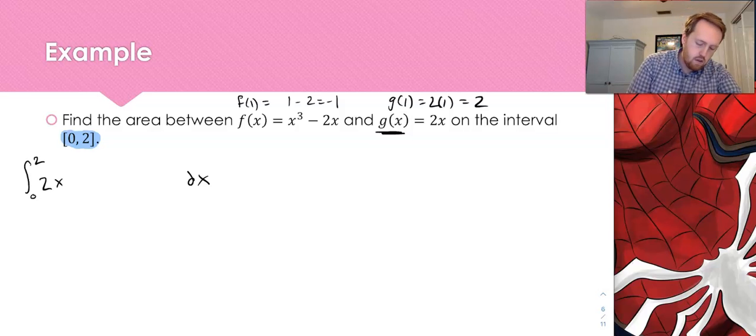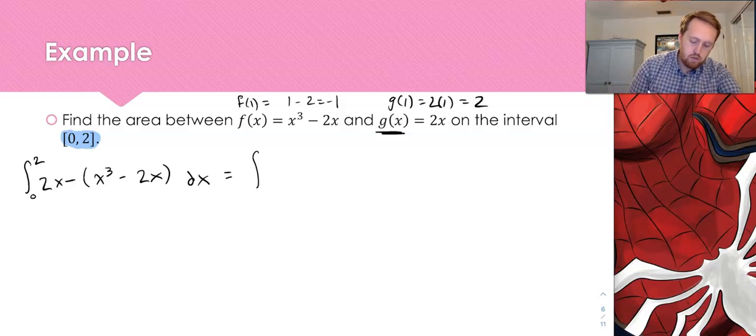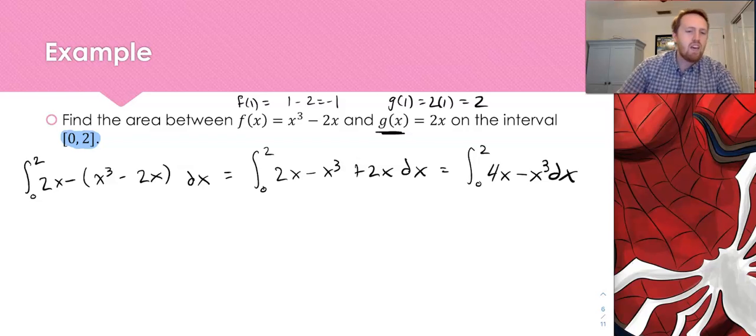So 2x minus, parenthetically, get over it, x cubed minus 2x. So I'm going to distribute the minus. And let's combine terms while we're in here. So I got 4x minus x cubed. I like simplifying my integrand. It makes life easier, right? I only have 2 terms now. And I don't have to deal with a minus of 2 terms thing. This is just nicer.